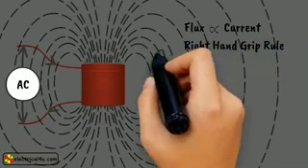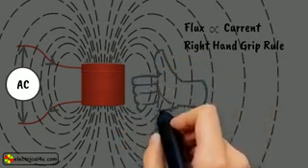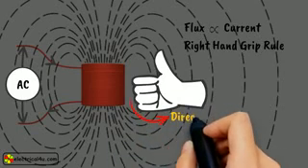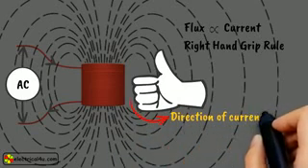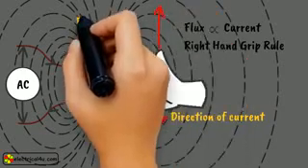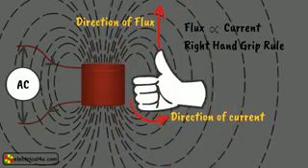This rule states that when we grip our right hand with stretching the thumb along the axis of coil or winding and the other fingers along the direction of current in the coil, then the thumb indicates the direction of produced flux inside the coil along the axis.